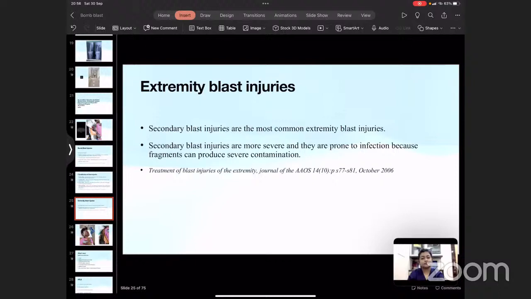Secondary blast injuries are more severe and prone to infection because of severe comminution and exposure to the outside, like mud, roadside injuries, farm injuries, or military injuries.